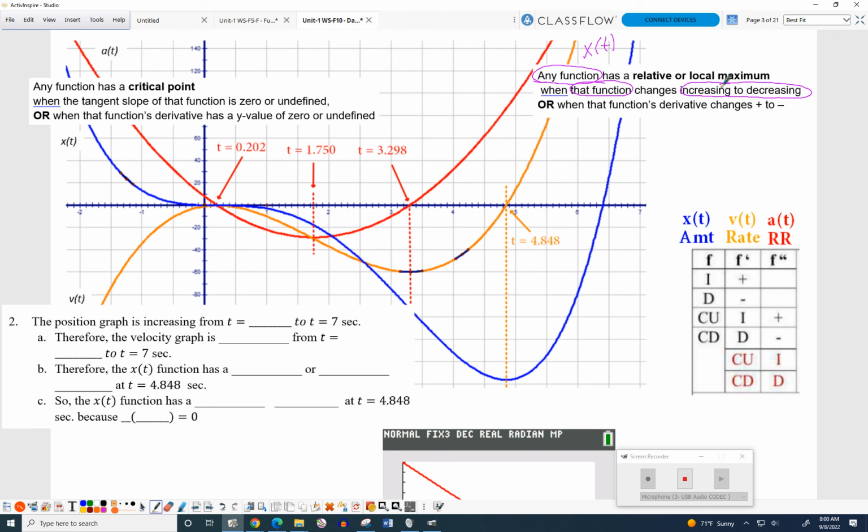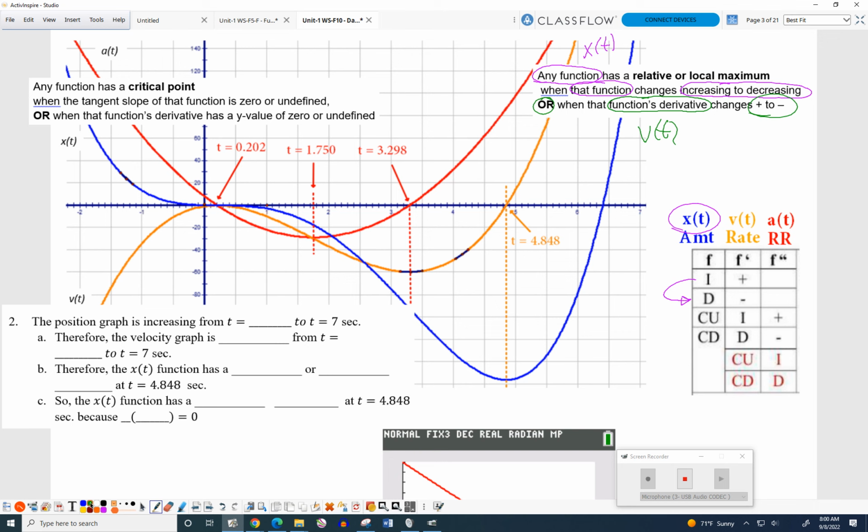And there's a big or, so I'm going to change color. Or when the function's derivative, okay, the function's derivative of position would be velocity, changes from positive to negative. So what that definition is saying is, if you're looking at position, and you notice the position change from increase to decrease, that would be a relative max on the position graph.